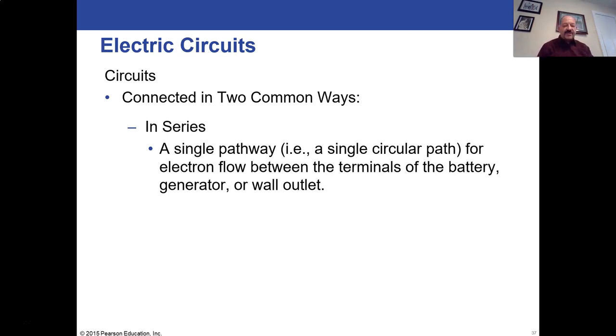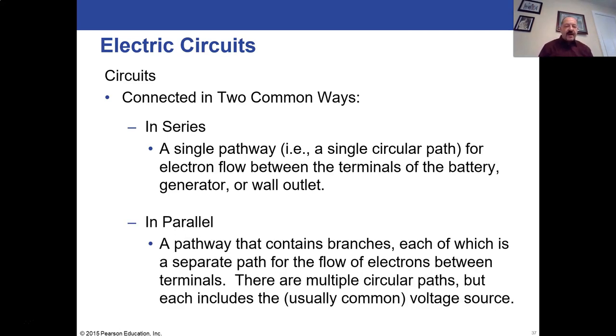So that's in series. But the other way to create circuits is what we call in parallel, or parallel circuits. These are circuits that have branches. So you might have one circuit, but it branches off to a second circuit and might branch off to a third circuit. I'll show you what these look like, so you're not just imagining what these things are. But you have a bunch of different circular paths, and you only count the paths that include the voltage source. So it would be a voltage source going around to one lamp or one resistor and then coming back to the voltage source.